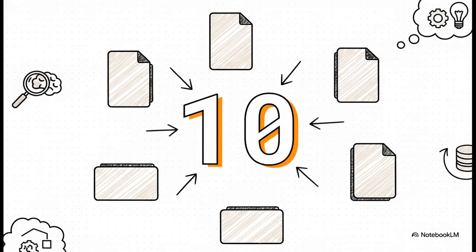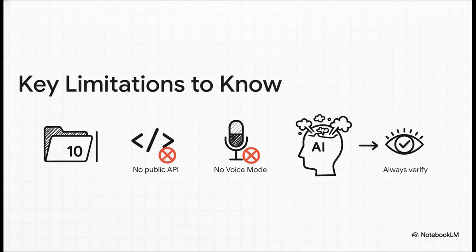Here's one key constraint you need to remember: the number of files you can upload. You are limited to a maximum of 10 files for any single gem. That means you've got to be strategic about the knowledge you give it. So just to recap the main limitations to be aware of, there's that 10-file maximum, no public API access for now, and they don't yet work with the live voice mode. And probably the most important caveat for any AI tool, gems can still make mistakes or hallucinate. So please always verify any critical information they give you.